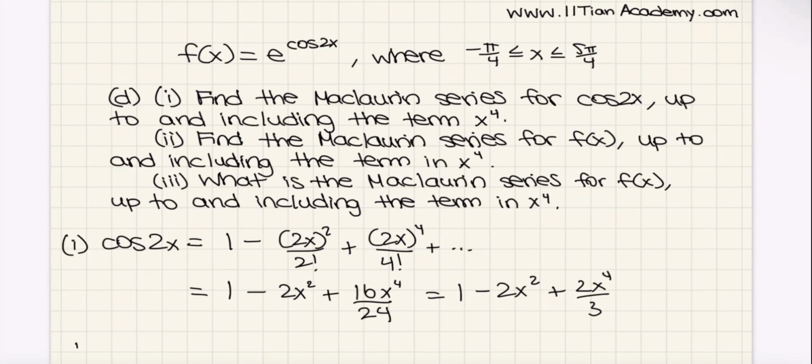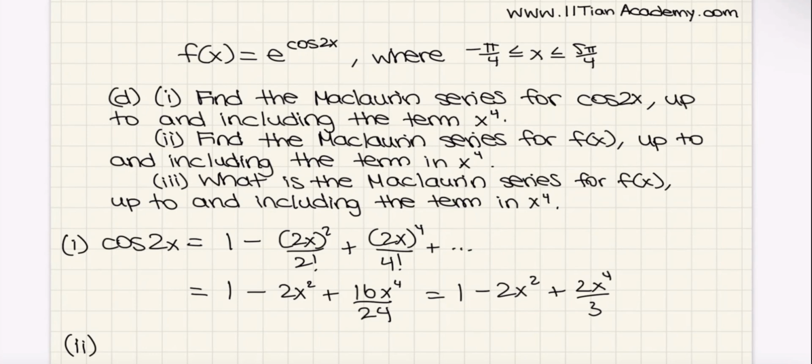Then for the second part, it says to find the Maclaurin series for f of x up to and including the term in x to the power 4. So now instead of just for cosine 2x, they want the series for e to the power of cosine 2x.